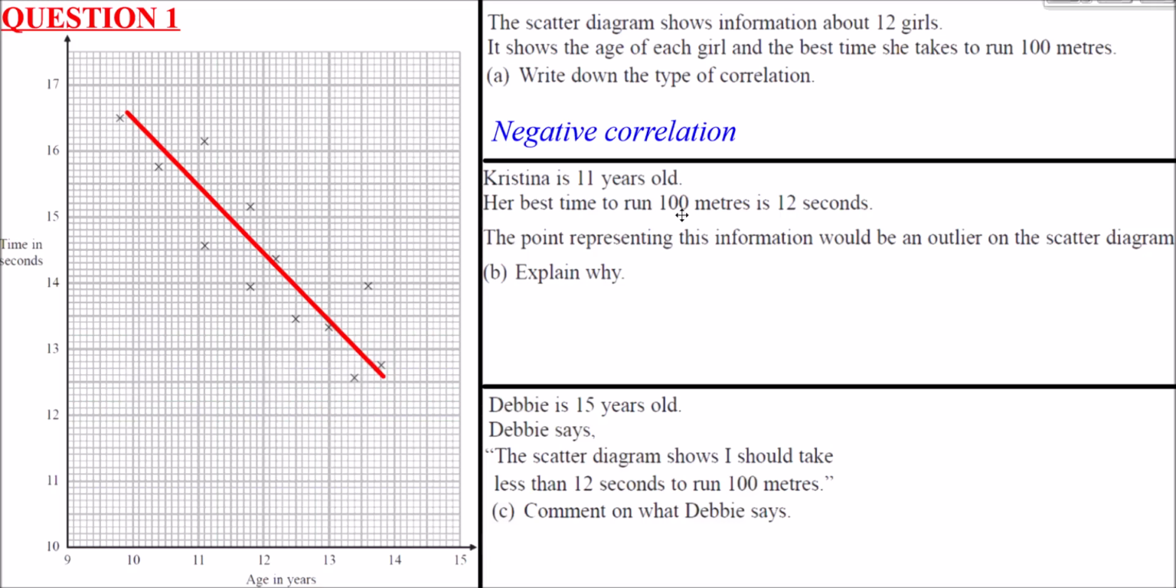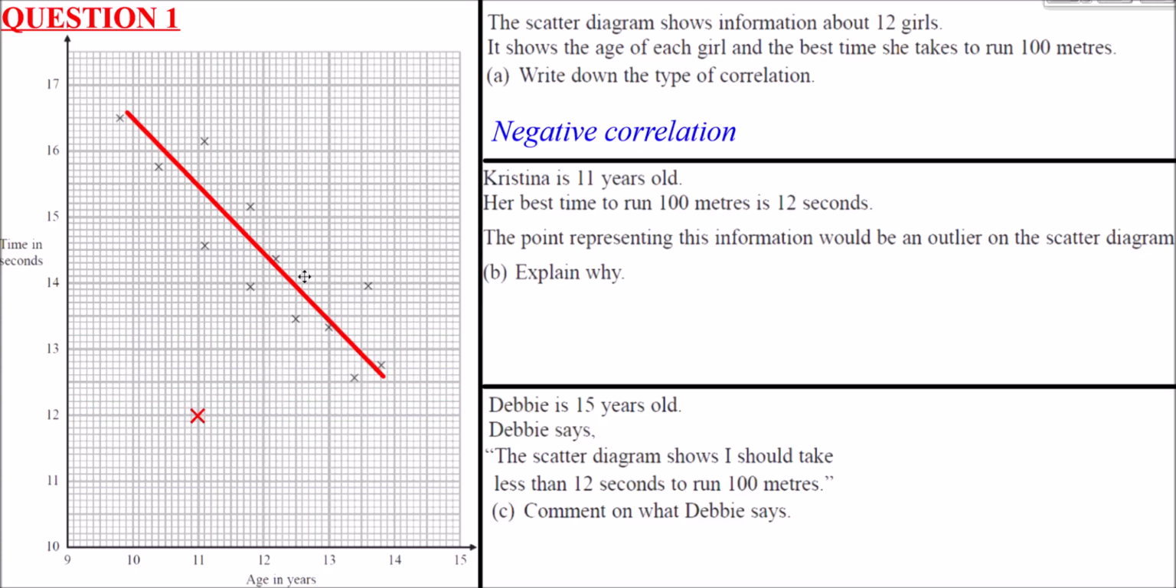Her best time to run 100 meters is 12 seconds. She's damn fast for an 11-year-old. She's fast for anyone of any age. The point representing this information would be an outlier. Explain why. Well, let's just think about where 11 years old and 12 seconds would be. So 11 years old, 12 seconds is here. That's an outlier because it doesn't lie anywhere close to the pattern. It's a mile away from the line of best fit.